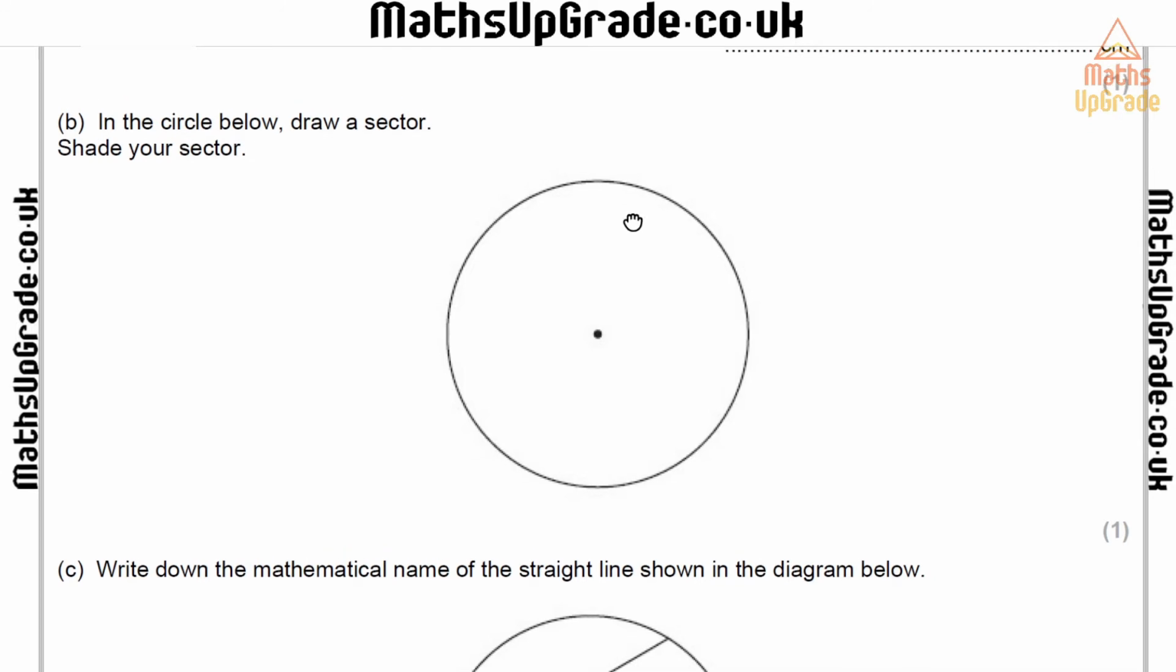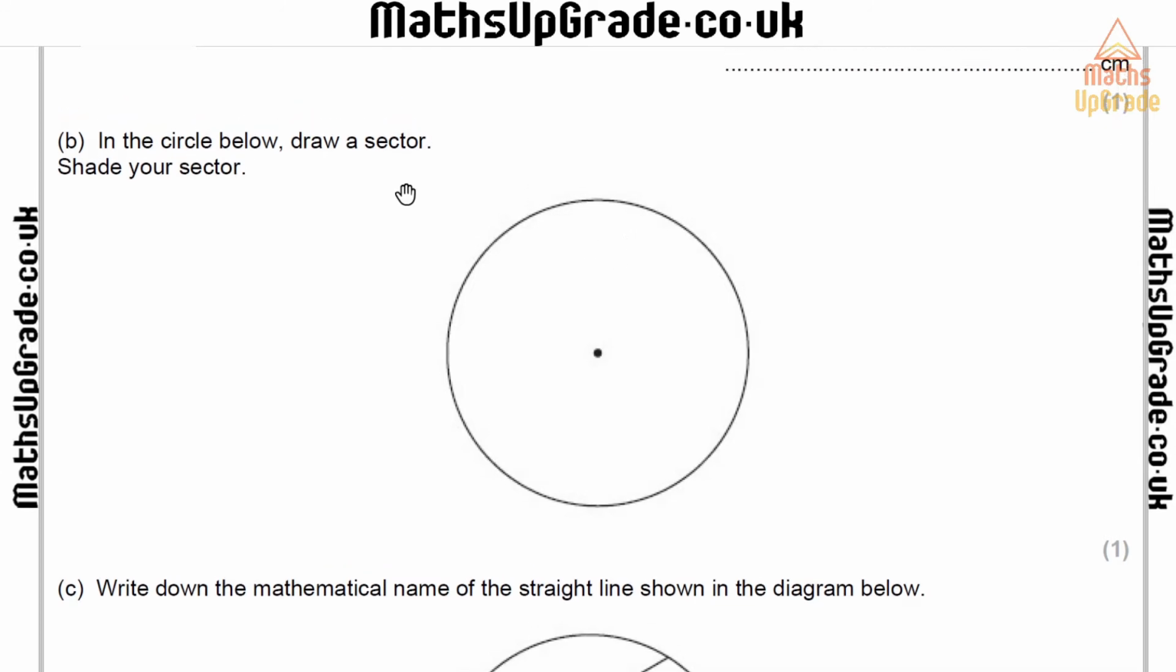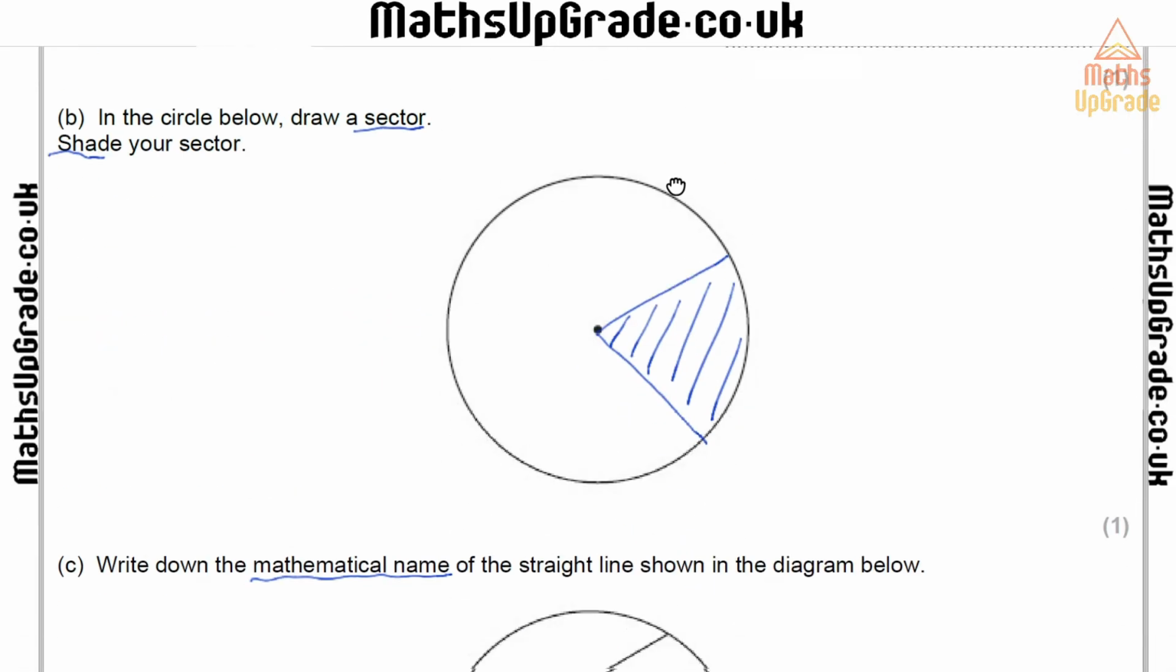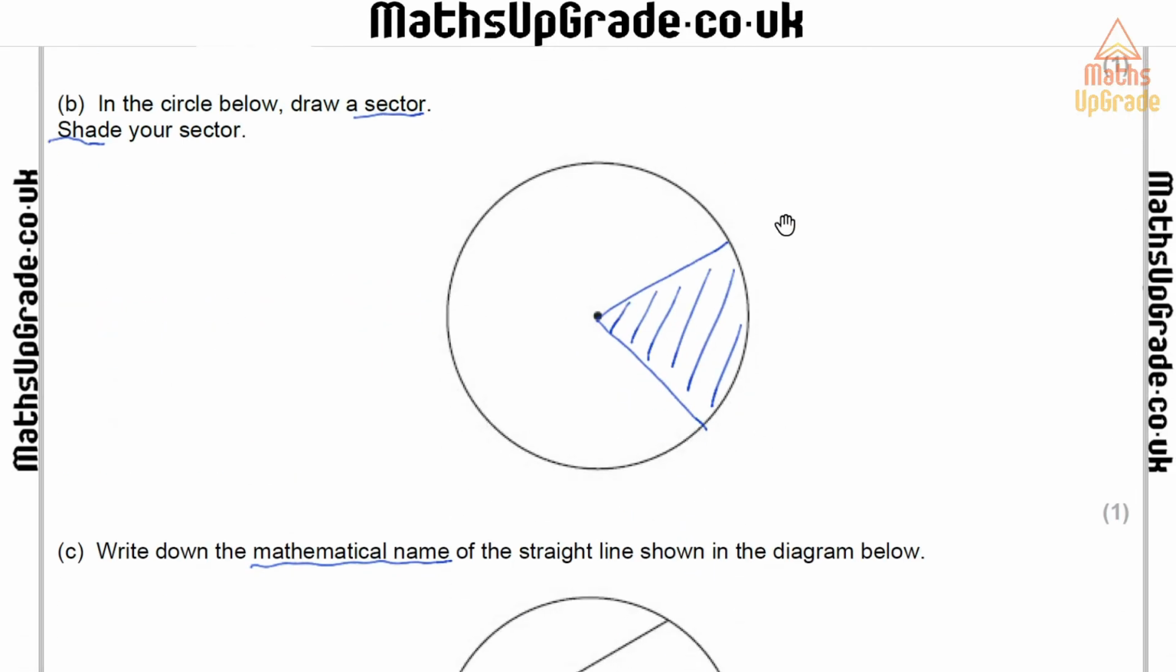And then part B. In the circle below, draw a sector. You have to shade your sector. So a sector is a region which is formed with 2 radii, two radiuses, okay, and you'd get something like this. Okay, make sure you use a ruler and a pencil, and then shade your sector afterwards.